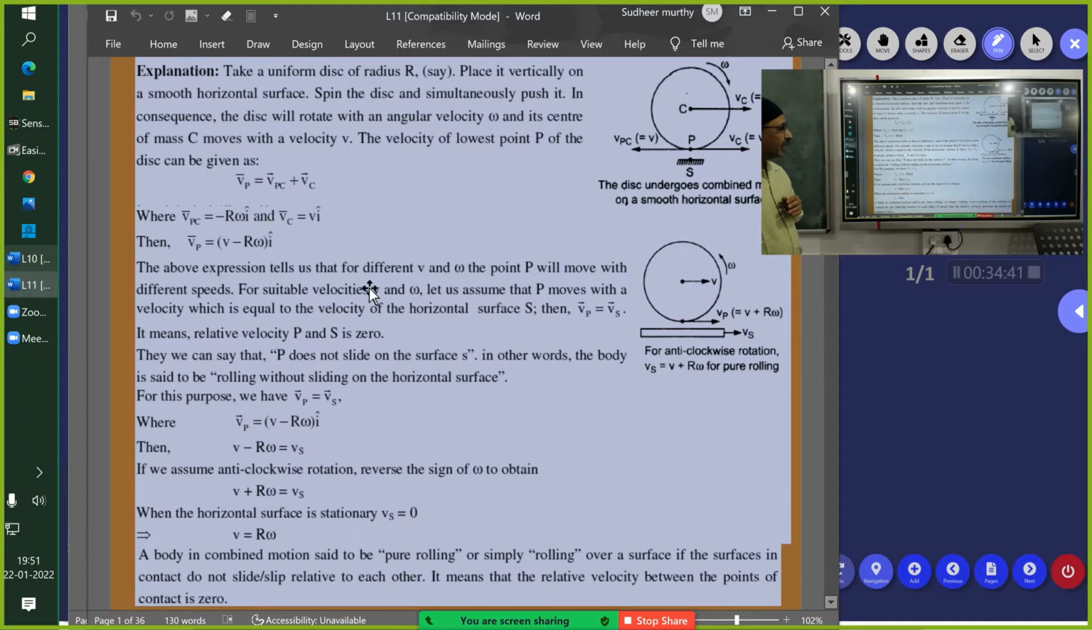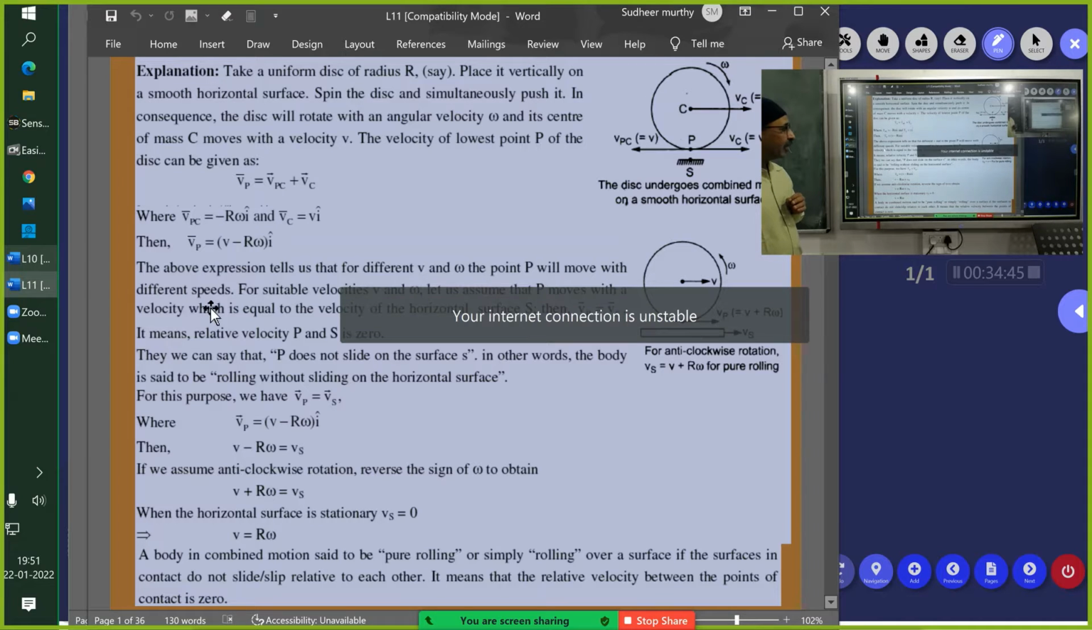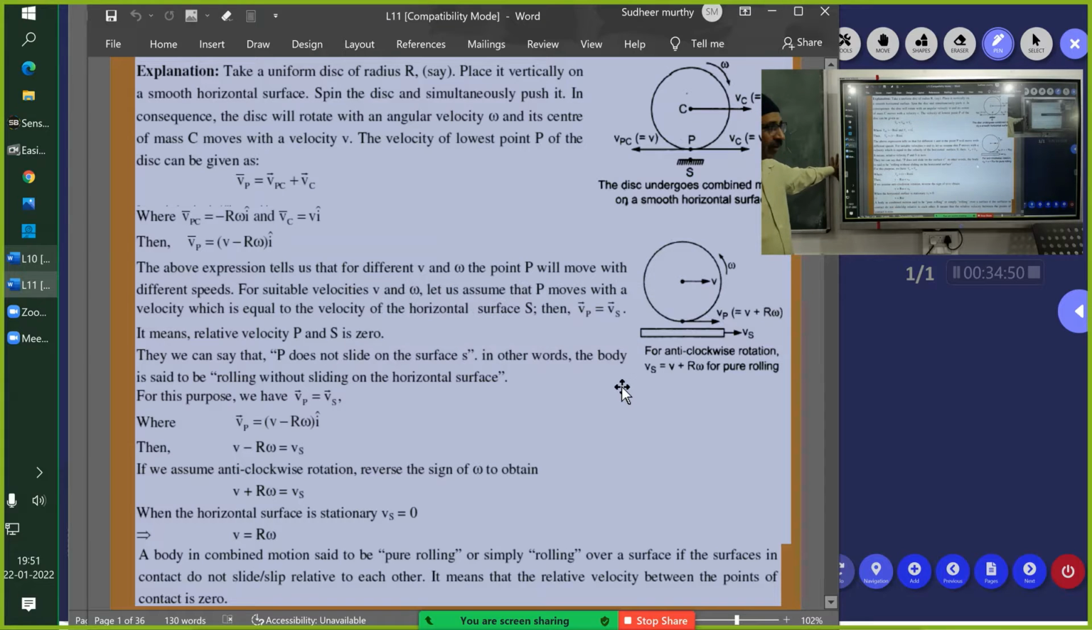Now the above expression tells us that for different V and omega, the point P will move with different speeds. So, that means the speed at point P will depend upon Vc as well as upon omega. That's what I want to say.